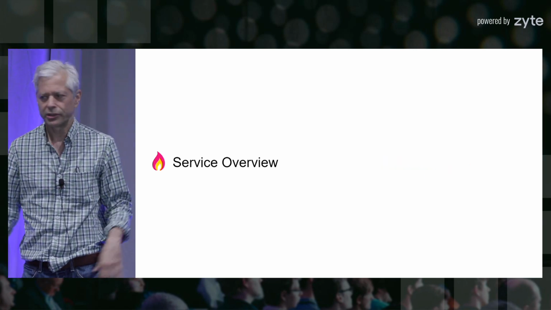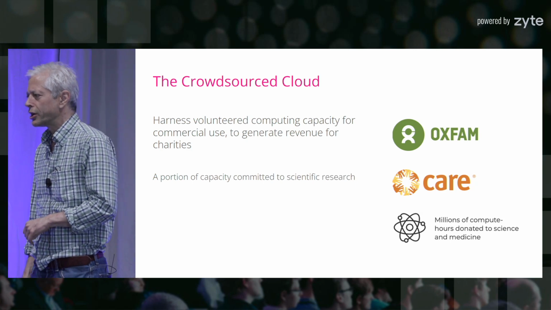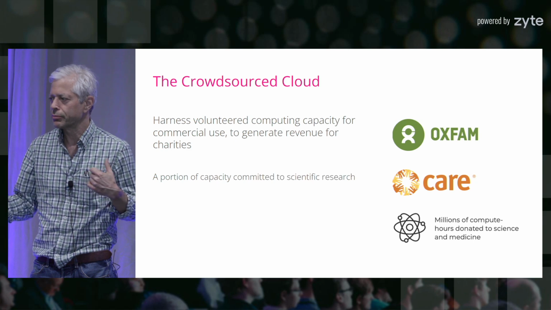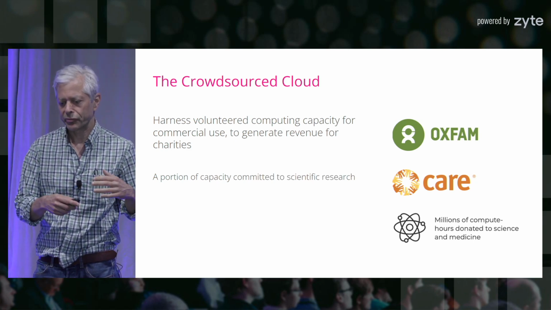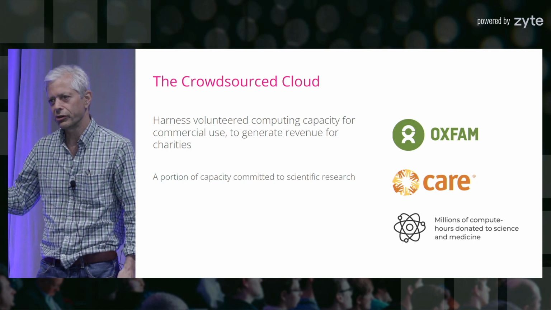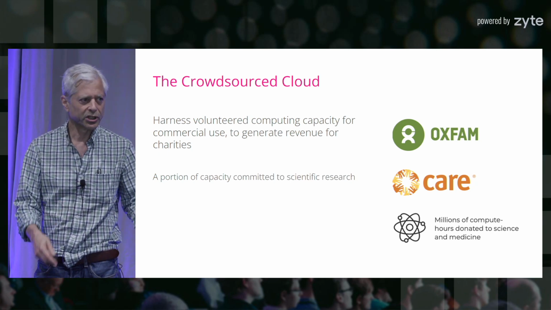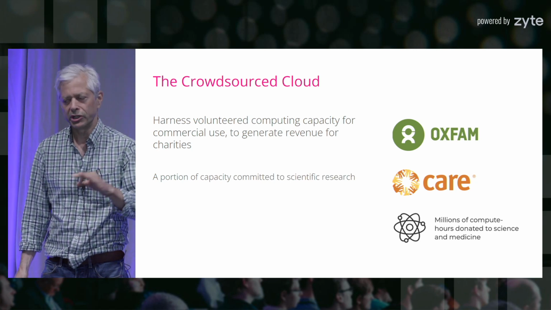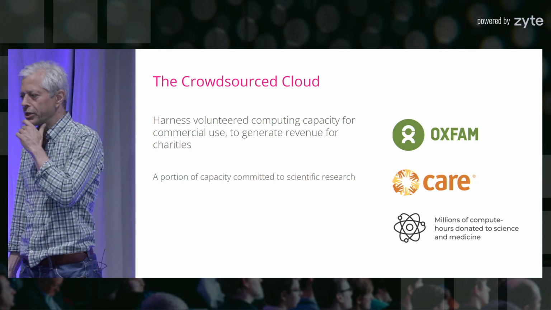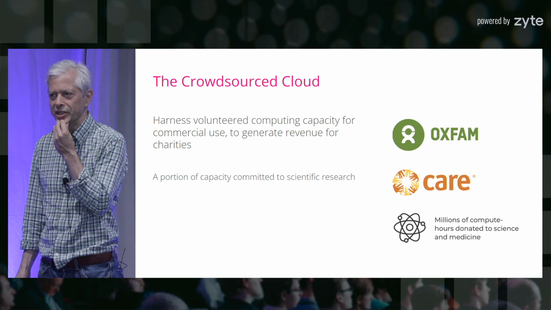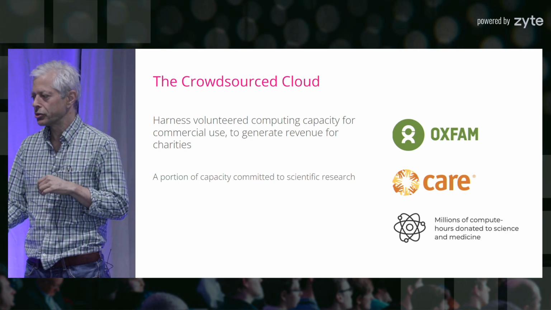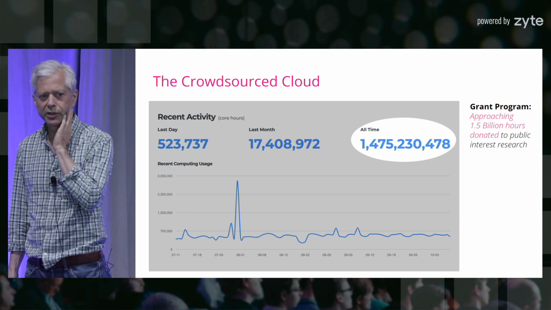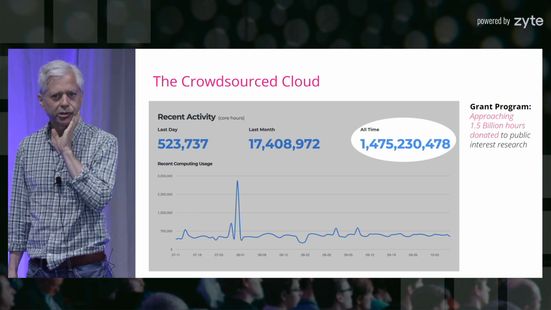So first, Charity Engine. We're what we call a crowdsourced cloud service. We harness volunteered computing capacity, which we offer as a commercial cloud, and we share the revenue with charity, which is the motivation for mostly residential users to run our app to integrate their device into our network. We also donate a significant portion of our compute capacity to public interest research. We have a grant program that's now approaching 1.5 billion hours of CPU time for scientific and medical research.